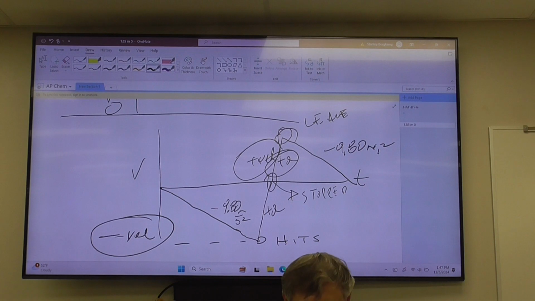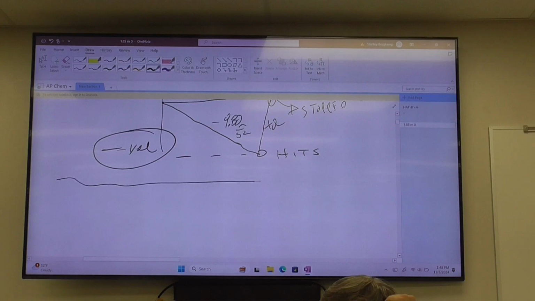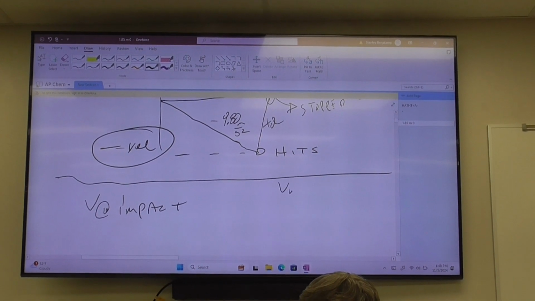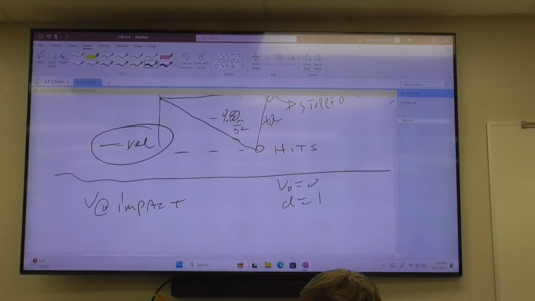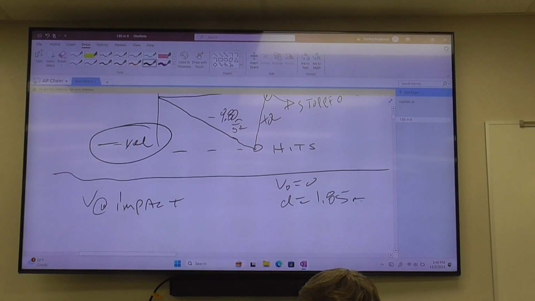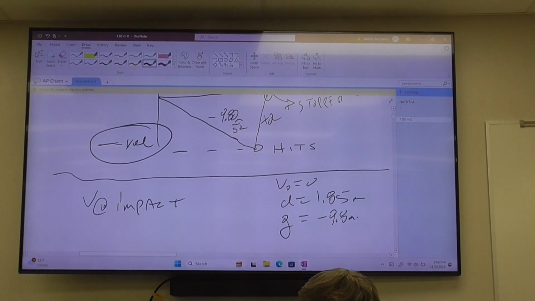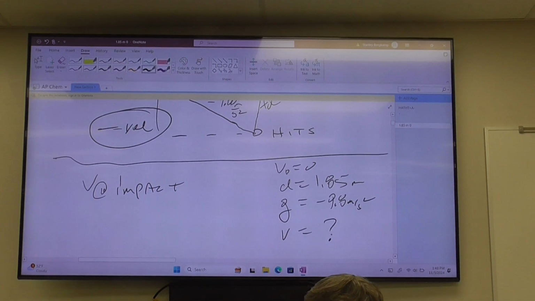Now, let's talk. What I want to find is the velocity at impact with the ground. So I know the initial velocity is 0. I know how far it falls is 1.85 meters. I know my acceleration is negative 9.8 meters per second squared. And I'm in search of the final velocity.